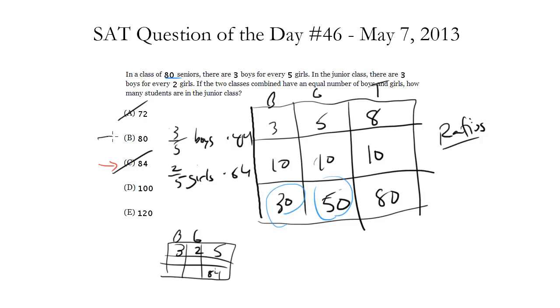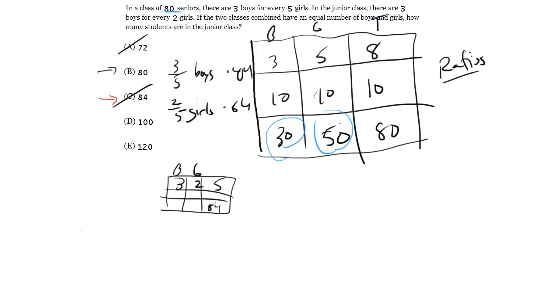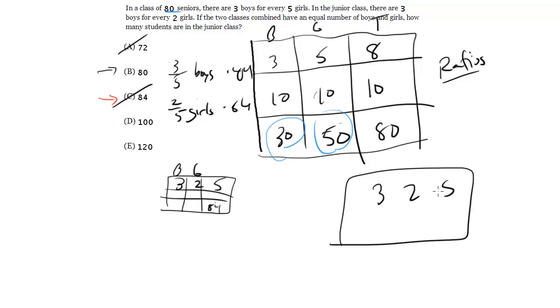So let's test, why not? Let's test B. So let's do a table. 3, 2, 5. So it's 80. 5 times 16 is 80. So we put 16 over here. So we have 48 and 32. Will that make it even? Well, here, basically I need a difference of 20 between them, right? Because I've got a difference of 20 here, so I need 20 more boys than girls here, which I don't have. So B is gone.